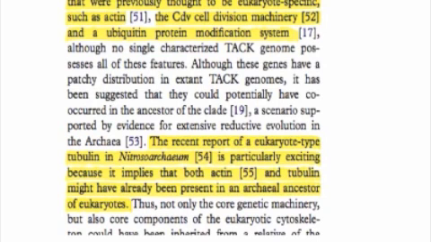And they say, interestingly, this TAC supergroup, many of them actually encode interesting genes that previously were thought to be eukaryotic specific. Cell division machinery, the ubiquitin protein modification system, actin, tubulin, and other features. So that's like their little throwaway at the end, that it's going to be important to study this TAC group for model studies of eukaryotes. You should give us money to do our further experimental studies.